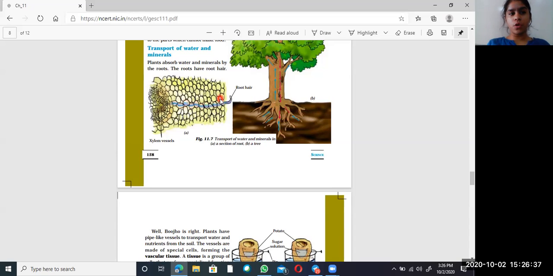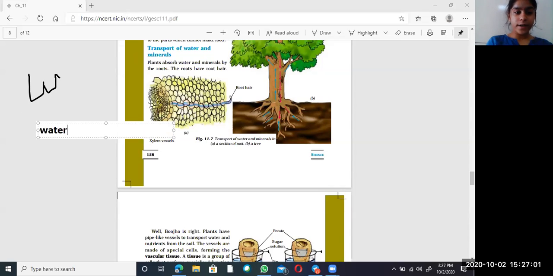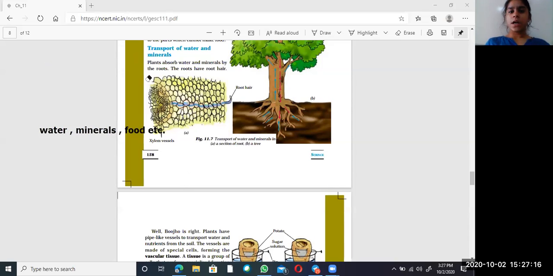What kind of transport do you think plants may have? Think very carefully. In plants, according to me, just a minute, let me type it. In plants, water, minerals, food, etc. All these should be transported, right? In plants these all things should transport, right?